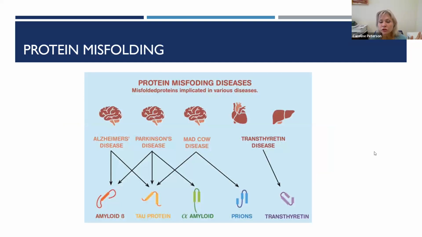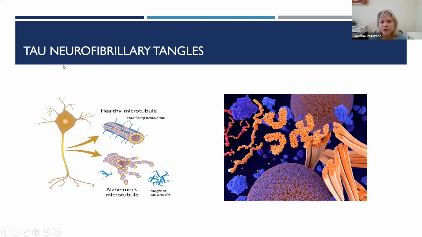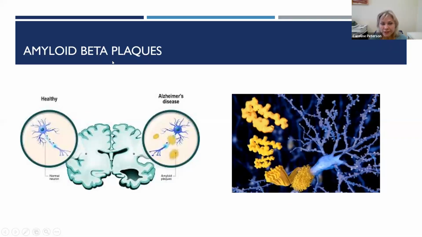If the protein is misfolded, then you're going to end up with disease. Like Alzheimer's disease has the misfolding of the amyloid beta and the tau protein. And that's what we're going to be focusing on for this. So this is the amyloid beta plaque. Amyloid beta plaque is made out of a bunch of different misfolded amyloid beta proteins. And then the tau neurofibrillary tangles are also made out of misfolded proteins. We're going to talk about amyloid beta plaques first.